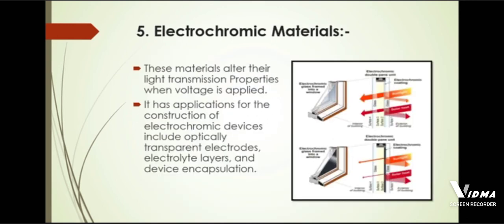Fifth, electrochromic materials. These materials alter their light transmission properties when voltage is applied. It has applications in the construction of electrochromic devices, which include optically transparent electrodes, electrolyte layers and device encapsulation.